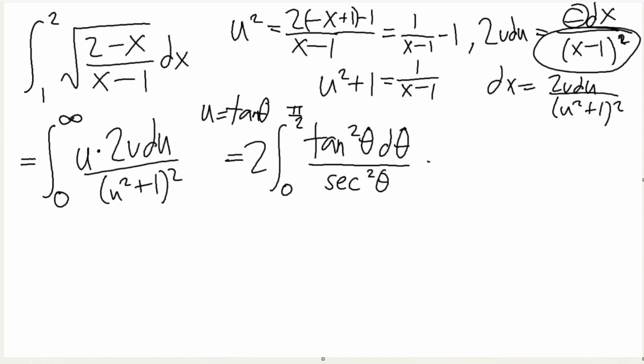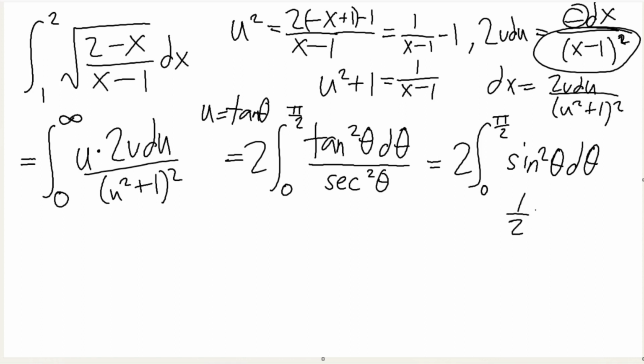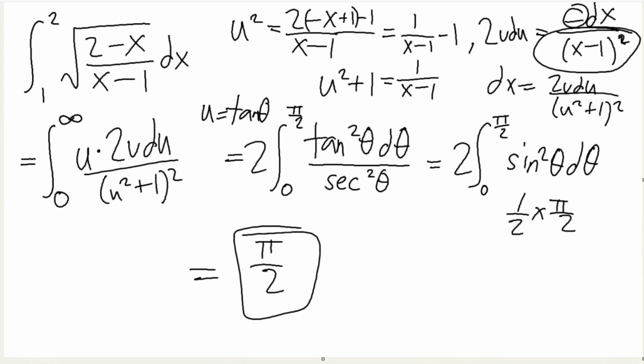And simplifying this further, this actually equals sine squared d theta. And if you remember your beginner training, this is just Wallis's product. So this is just a half, times pi over 2 because it's even. This is pi over 4 times 2. So this whole integral is just pi over 2.